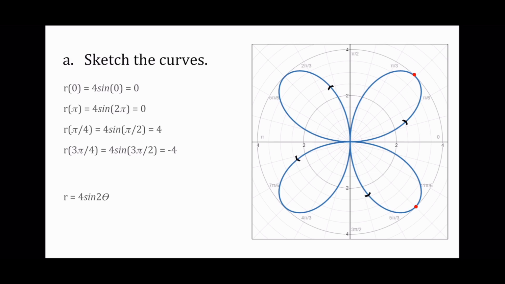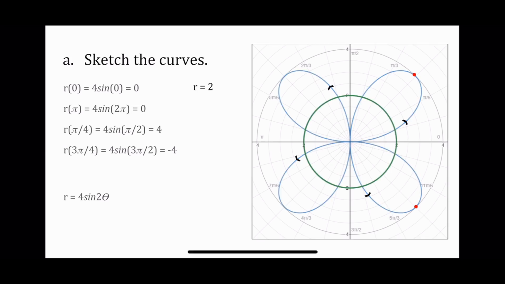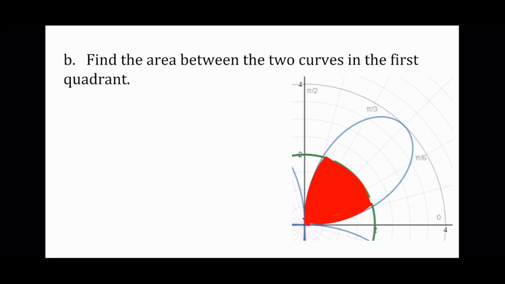And our second curve is r equals 2, where the radius will be 2 all the way around for every single angle, and that just ends up being a circle. Alright, so then we have to find the area between the two curves in the first quadrant only. For this, we're going to start by looking at this red region bounded here.